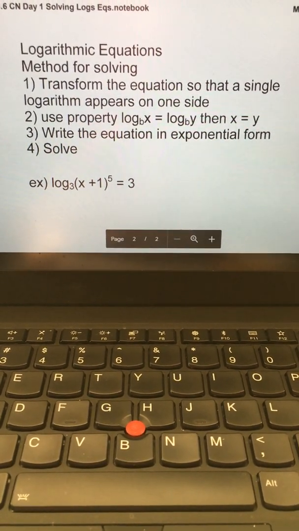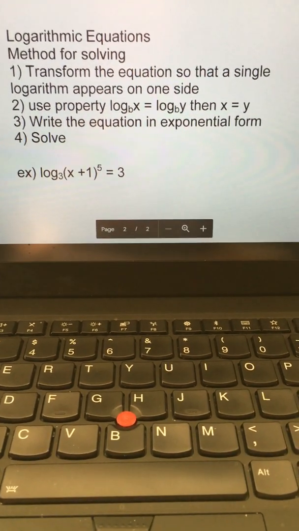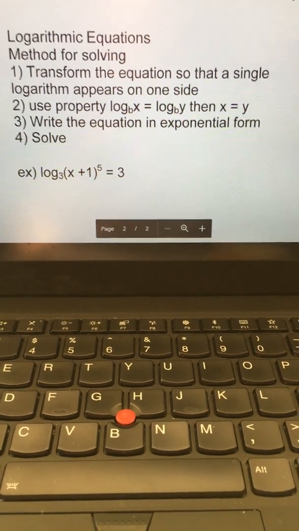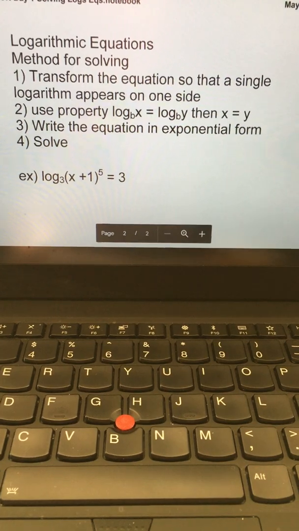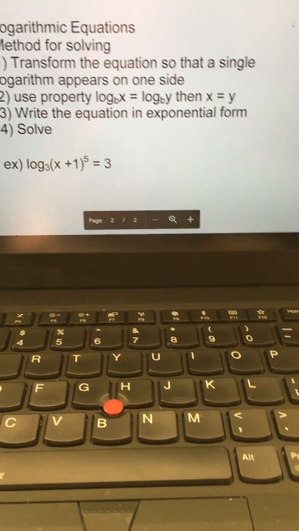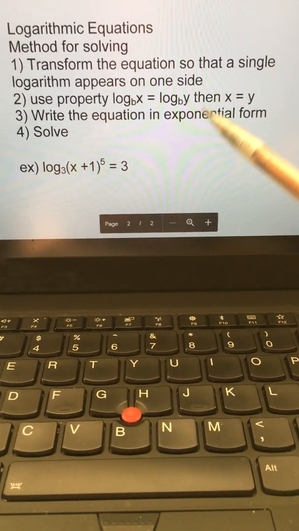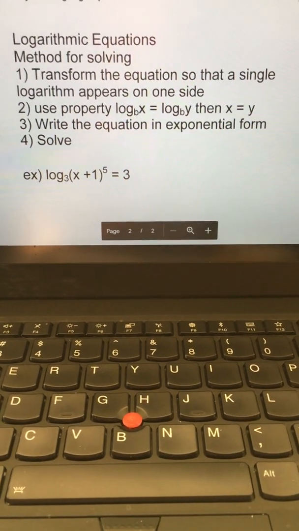On the left side, you only want to see a single log. On the right side of your equation, you only want to see one log. If you have a log on both sides, then you can use the method that number 2 is saying, which is there's a property that says if you have the log to the same base on the left and on the right, you can take the value piece of the log and set them equal and solve.